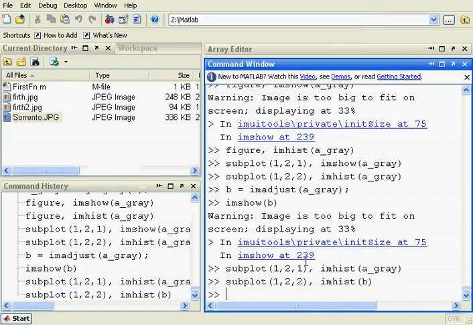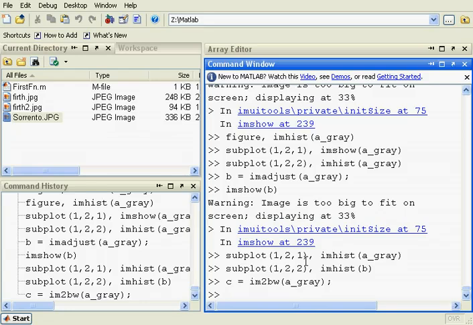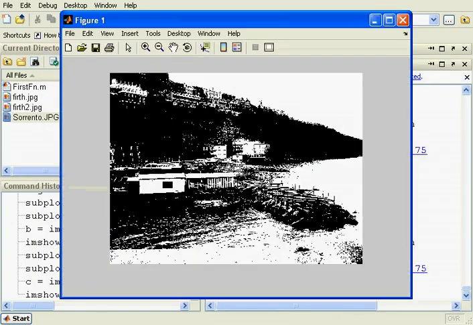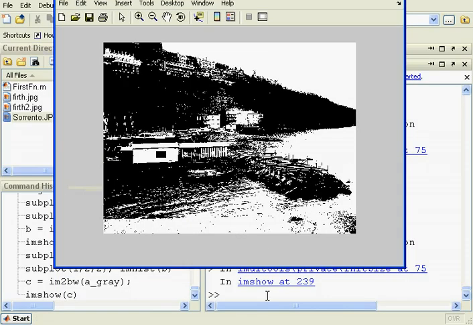The next command I want to talk to you about is im2bw, and that's going to convert the grayscale image to black and white. So we say C equals im2bw, and we're going to take the original uncontrast stretched image. So that's going to convert the grayscale image to black and white. Let's have a look at it. Sorry about that, let's just have one more go at that. And there it is, it's a black and white image.